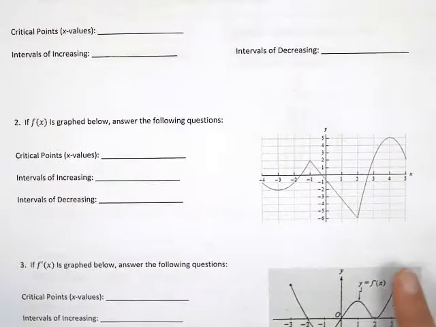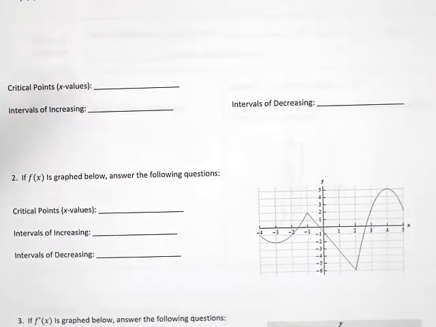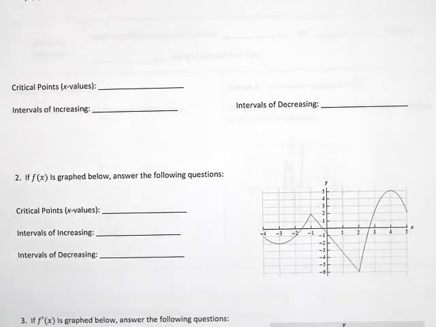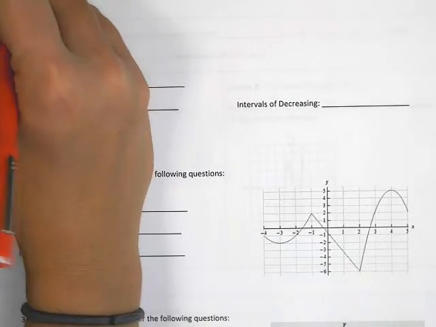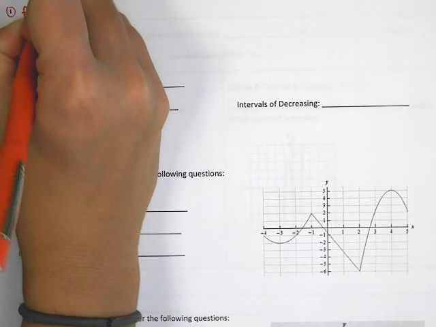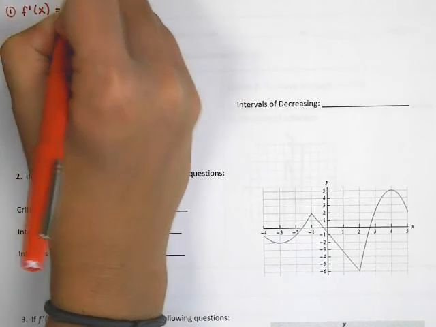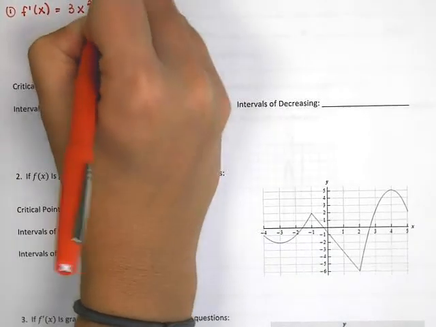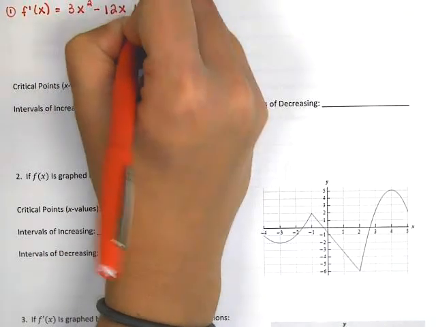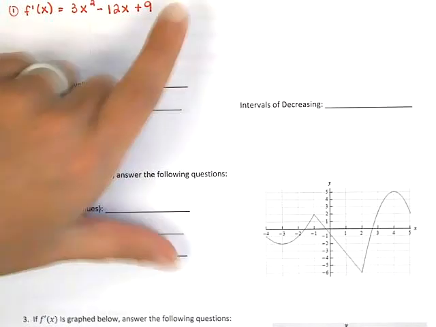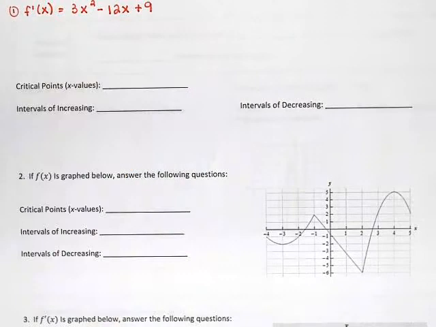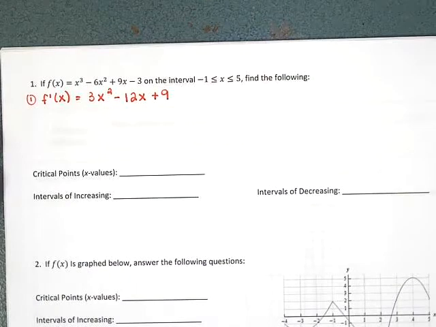So problem number 1, I'm going to give you f of x and ask you to find the critical points and increasing and decreasing. Because we know that both of these things have to do with the derivative, we're going to start by taking the derivative. So f prime of x would equal 3x squared minus 12x plus 9. And it specifically says on the interval between -1 and 5.